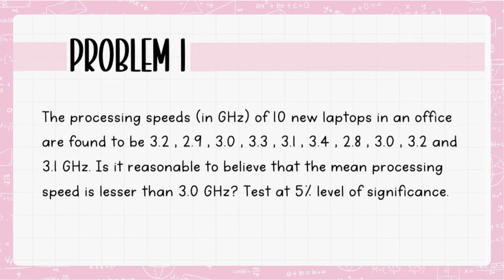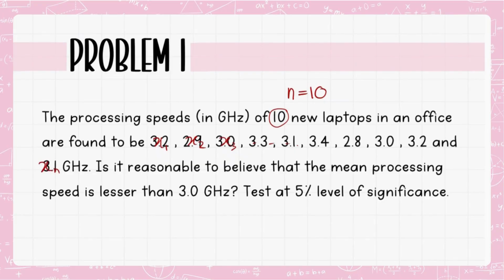The processing speeds of 10 new laptops in an office are found to be 3.2, 2.9, 3.0, and so on. So here, when they say 10 new laptops, this is your sample size. So n equals 10. And here what you have are your individual observations. So these are your x values. This will be x1, x2, x3, and so on. And your last value will be xn.